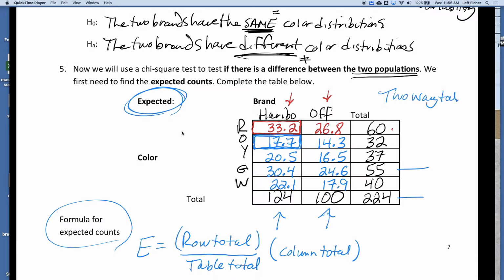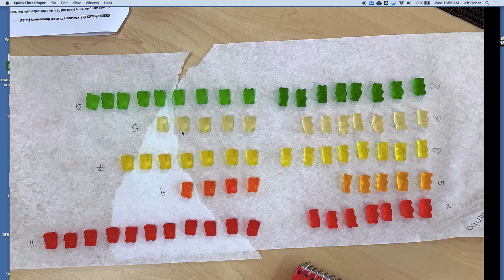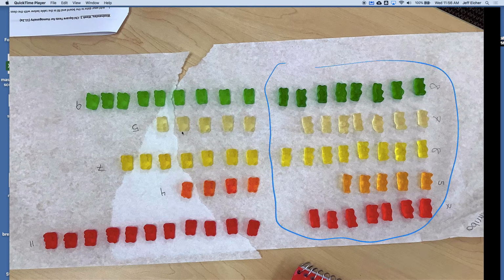This was a two-way table. We have the brand as one characteristic and then the color as the variable that we're analyzing. So those are the expected counts. We need those to perform the test as well as to check conditions. So on the next page, and just for people at home, these were a picture from last class. This side is the Haribo that they were looking at in third period, and this side is the off-brand from Target.